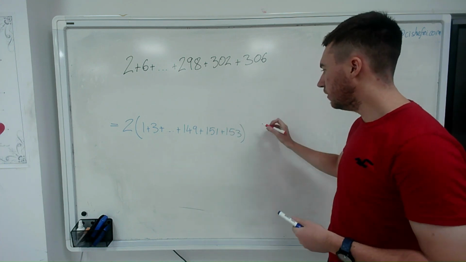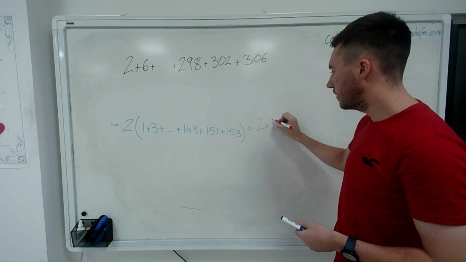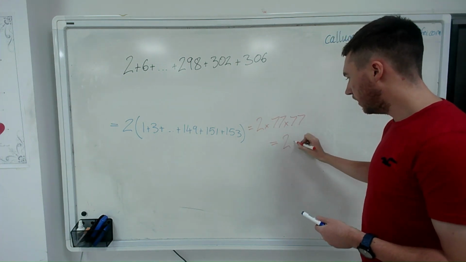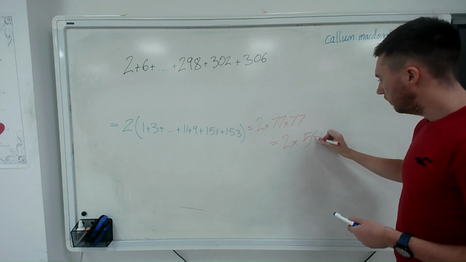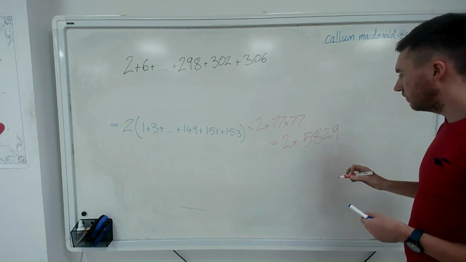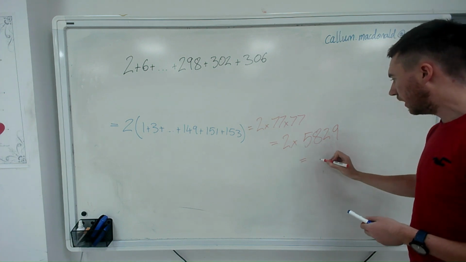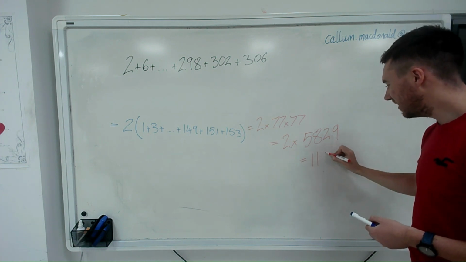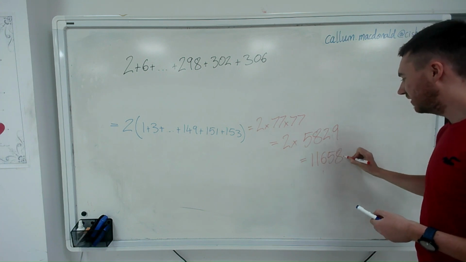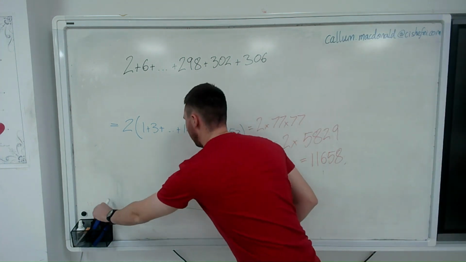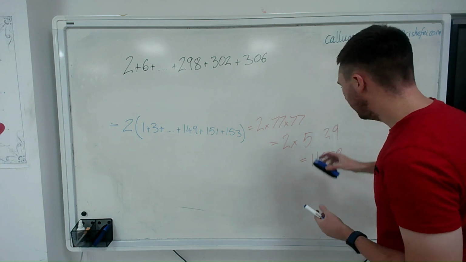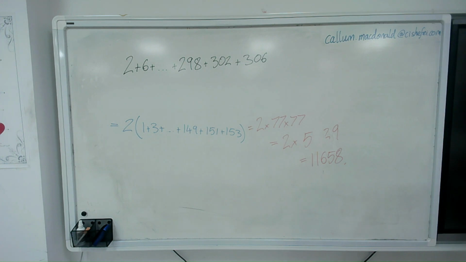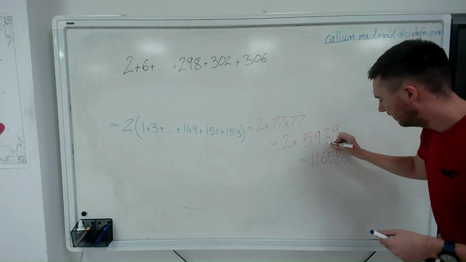Okay, cool. So then we just have 2 times 77 times 77, which is 2 times our favorite 5829, which looks like 11,658. Hold that up. I just checked. It's not 5829, is it? It's 5929. 5929. So this is an 8.